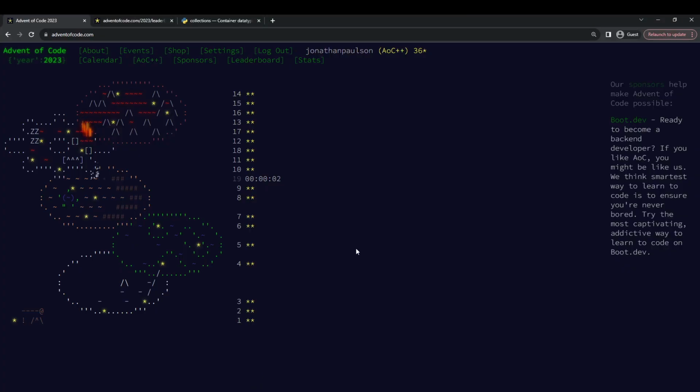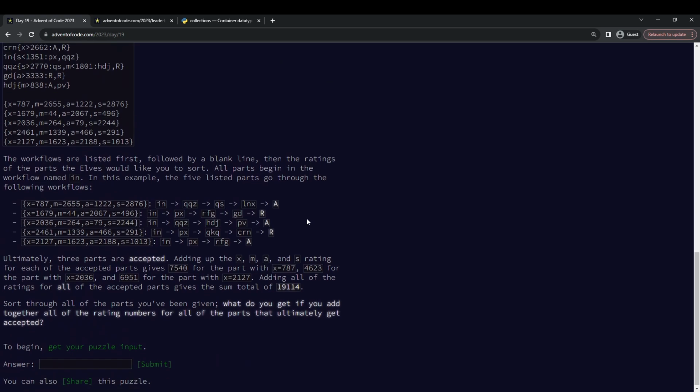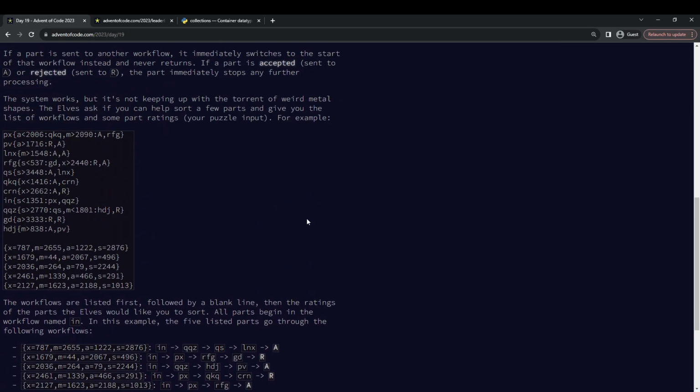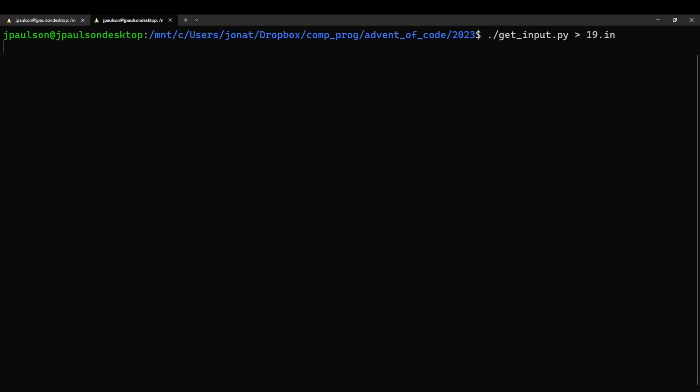Okay, Avenue Code, day 19. Hopefully better than yesterday. We have workflows and part ratings. Select all the parts, add together all the rating for accepted parts.